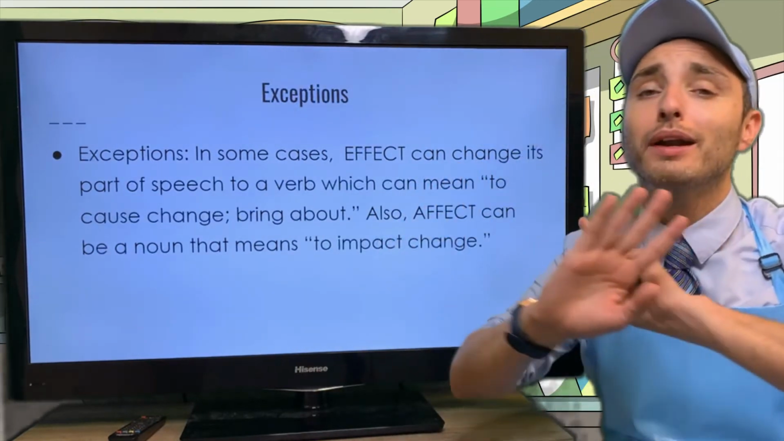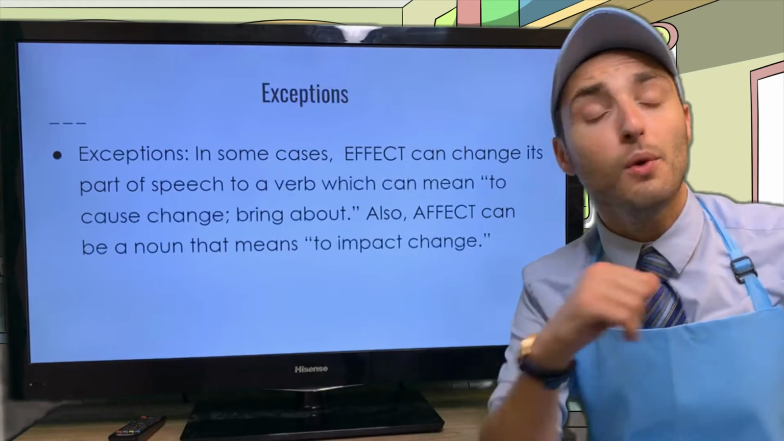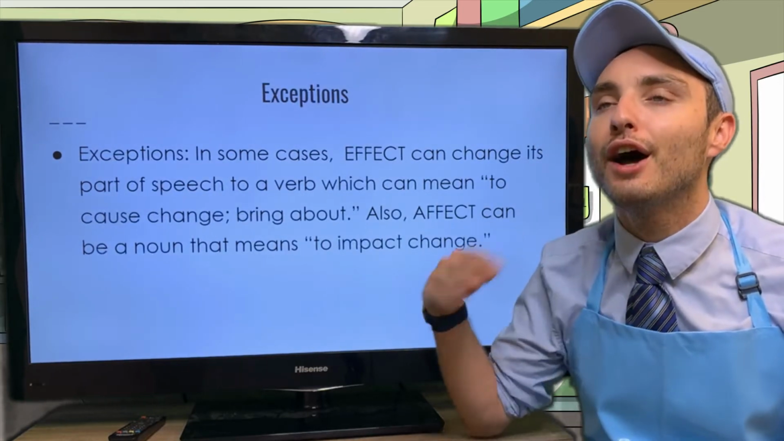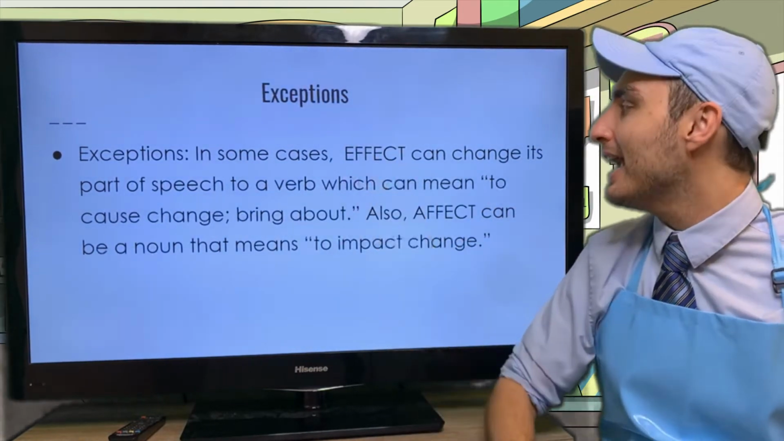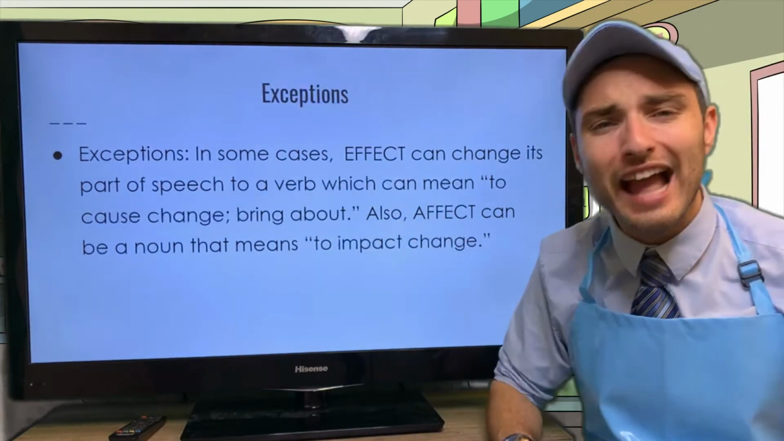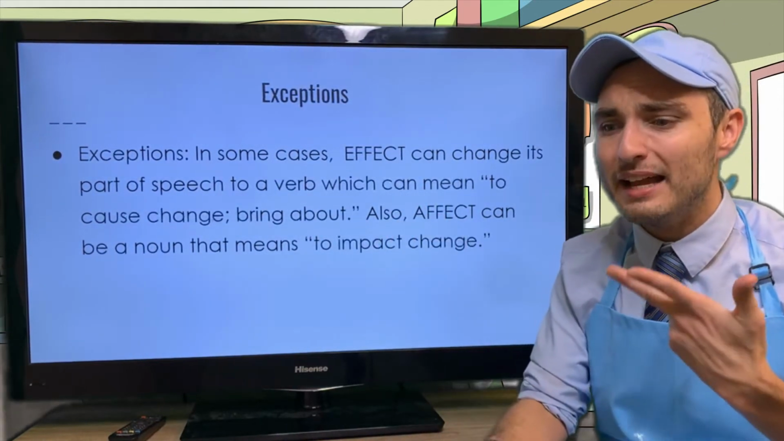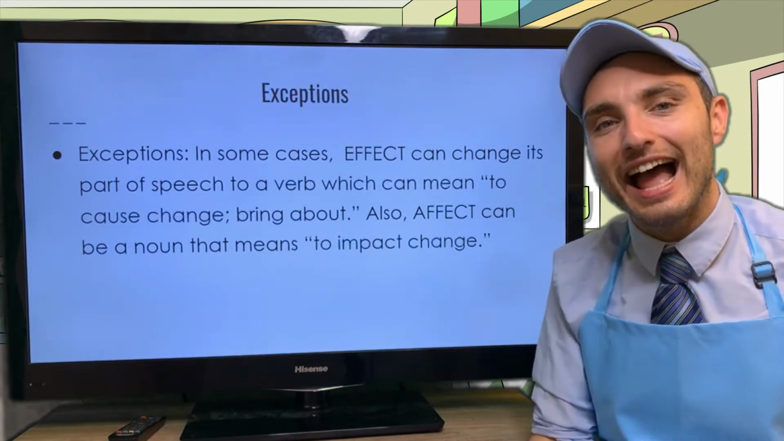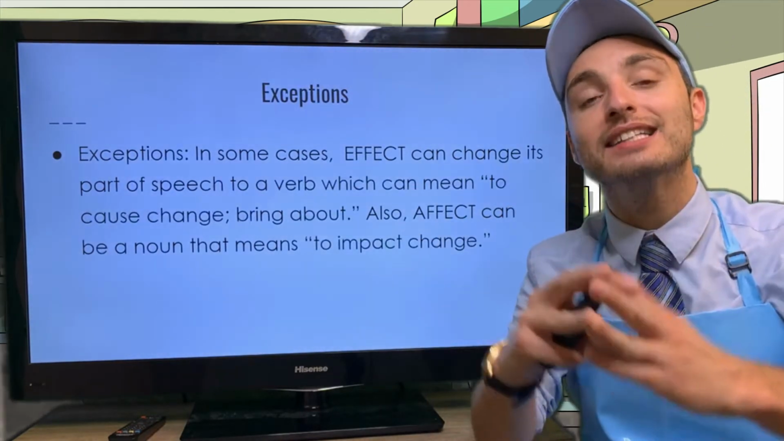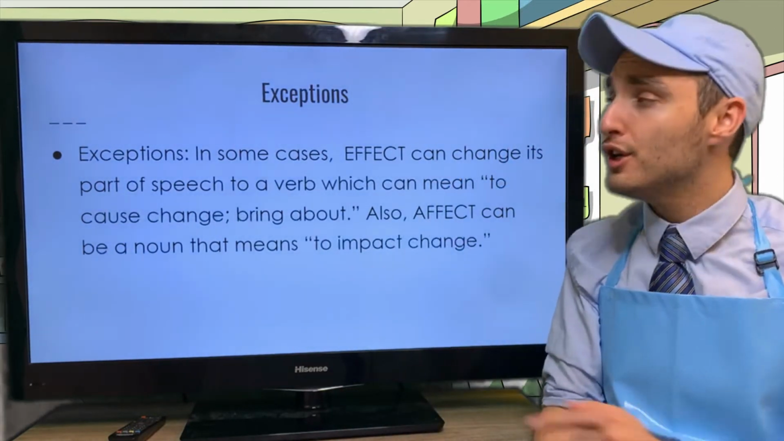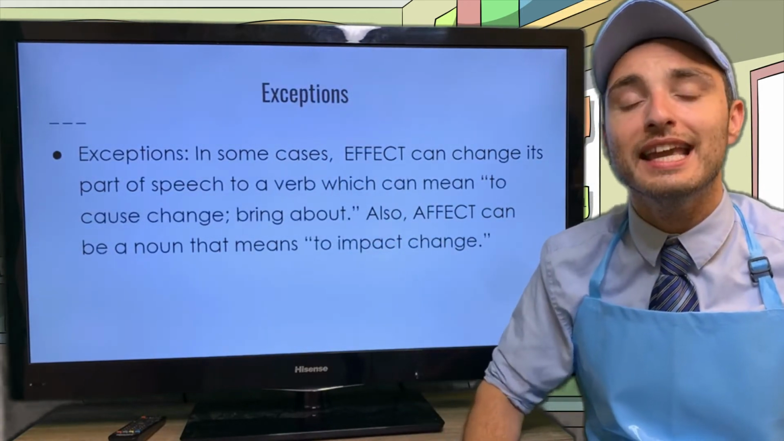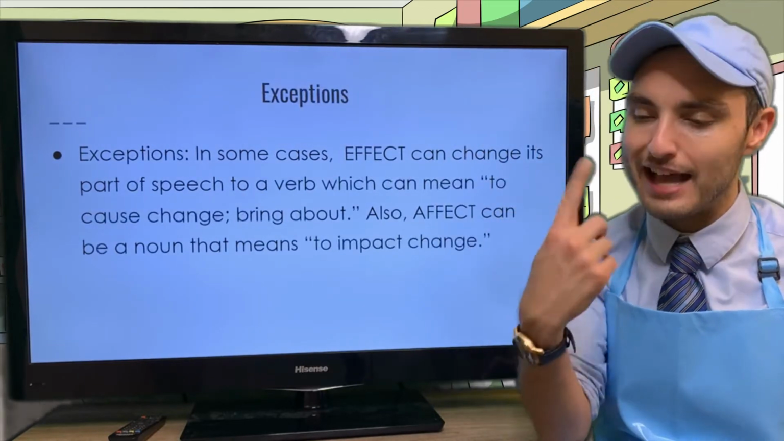Here's the thing, and I don't want to do a deep dive on this grammar goodies because I don't want to confuse you or myself right now. But in the English language in general, there are tons of exceptions to rules. In some cases, effect can change its part of speech to a verb, and affect can also be a noun. The rhetorical type of effect differs depending on how it's used. But more commonly, you're going to see affect as a verb and effect as a noun. I just wanted to sprinkle that out there in case you ever come across it in this form. But again, you'll usually see affect as a verb and effect as a noun.